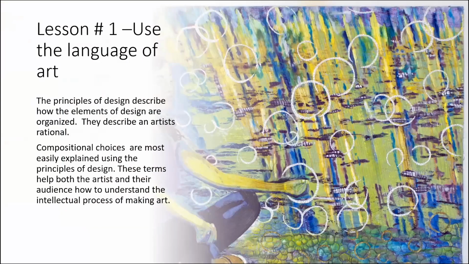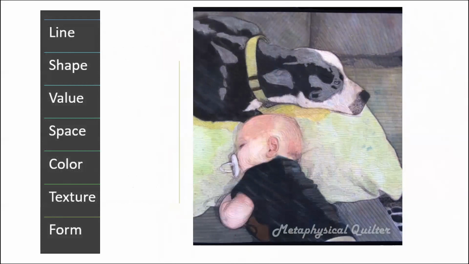The principles of design describe how the elements are organized. Compositional choices are explained using these terms. It helps your audience understand that art is more than process. It's an intellectual process that requires choice.